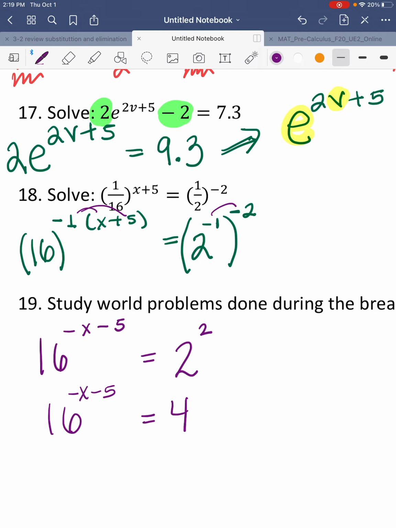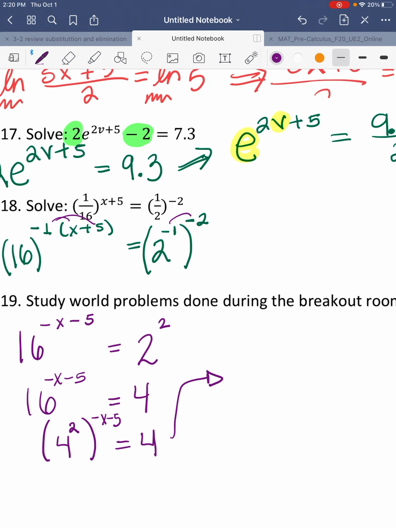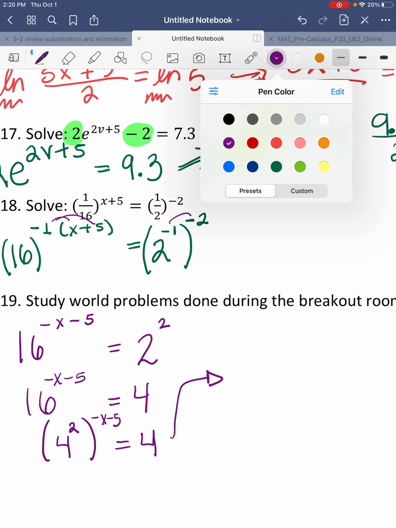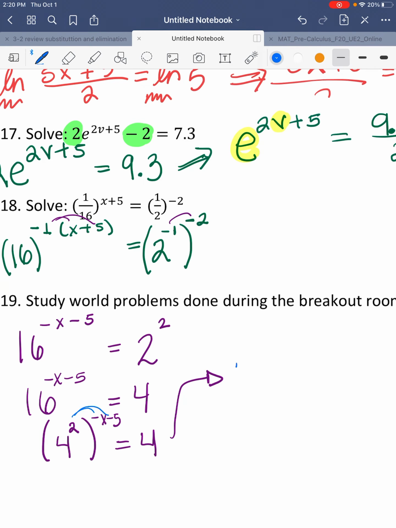Now I need to find common base so I can solve for x. Common base is 4. So this 4 will stay. And the 16 can be rewritten as 4 squared, right? Because 4 squared is 16. Exponent negative x minus 5. Distribute. So 4 to the negative 2x minus 10 equals 4. Then I can finally have the same base.